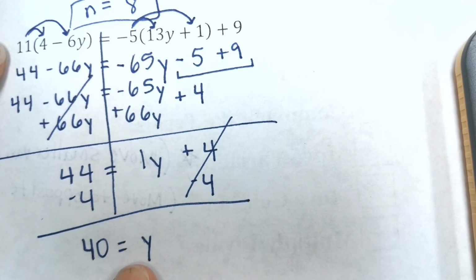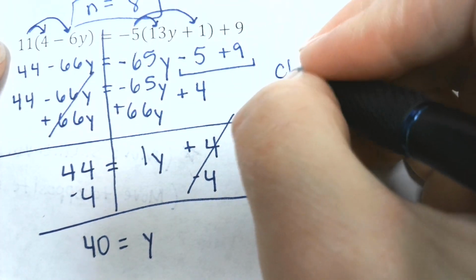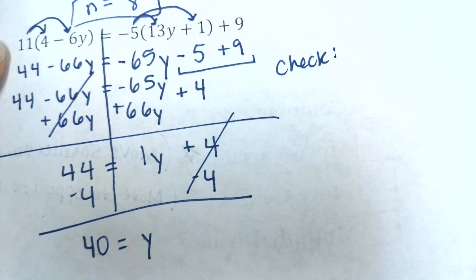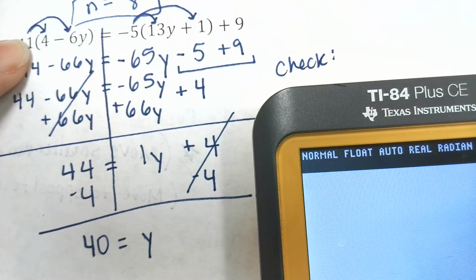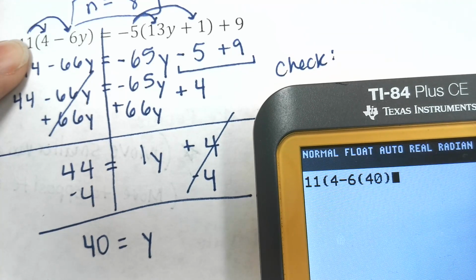Okay, so let's plug in to see what our left side equals and what our right side equals to make sure they equal the same. Okay, so we'll do 11. Y'all do this with me. Check your answer with me. 11, parenthesis, 4 minus, make sure you use the minus button, not the negative button. 6 times 40, close your parentheses. See if you get the same thing as me.